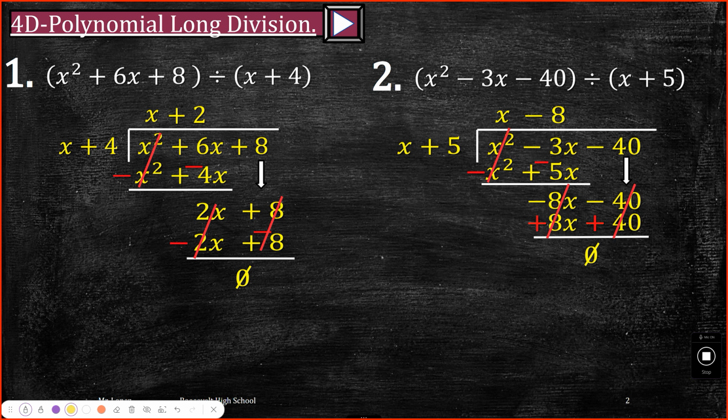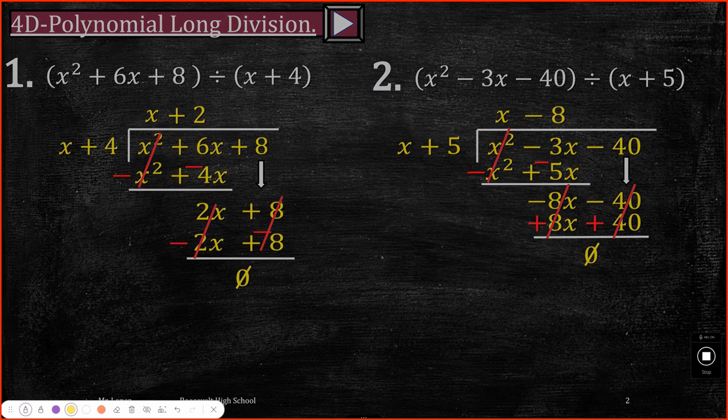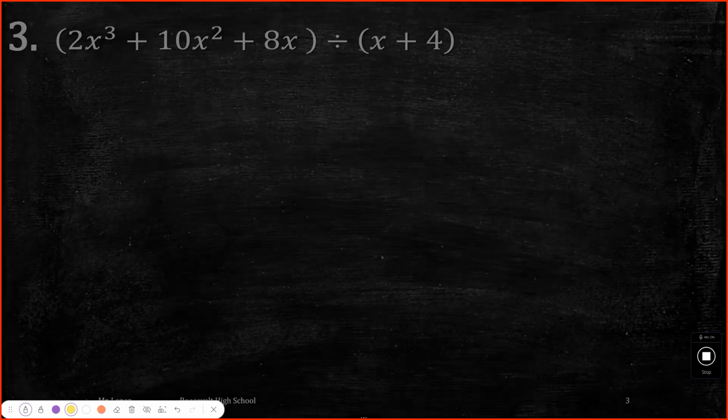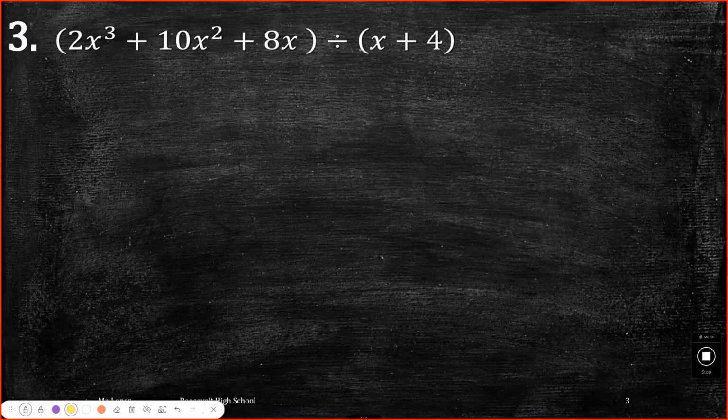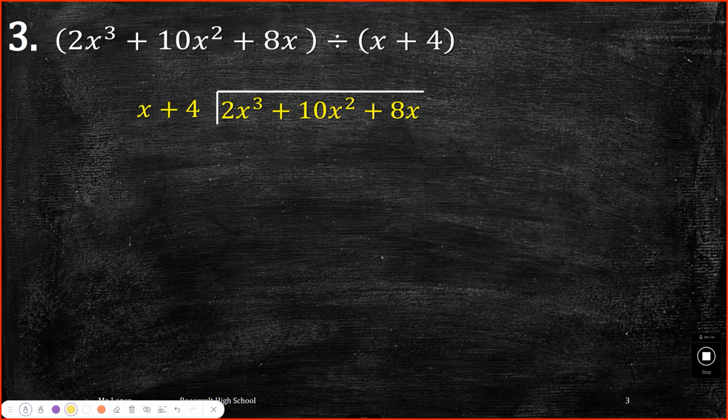Number 3. Let's do this again. Now we're dividing a third degree trinomial by that binomial. And we're doing that iteration, which is just an algorithm.